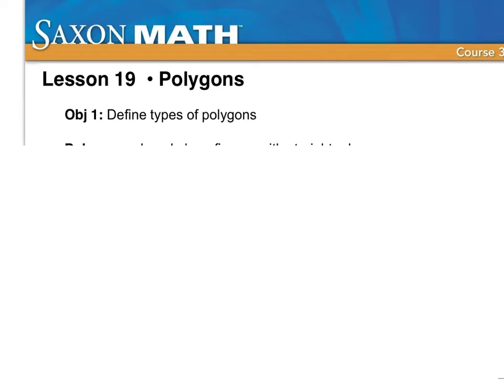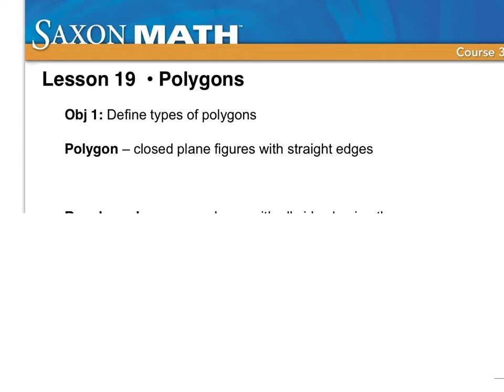Alright, welcome back. This is lesson 19. We're talking about polygons, and objective number 1 is to define types of polygons. Well, first, let's talk about some definitions. A polygon is a closed plane figure with straight edges. Okay? A closed plane figure with straight edges.